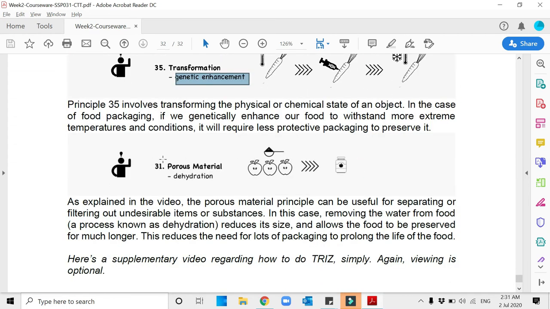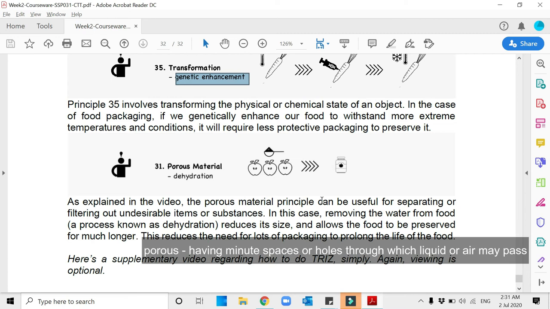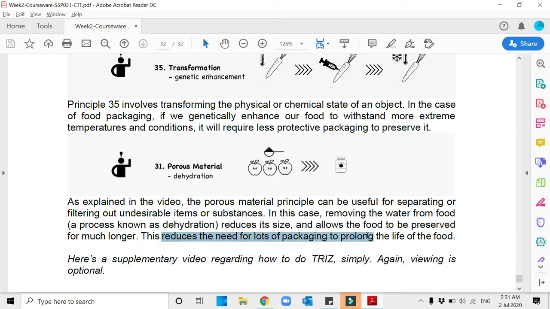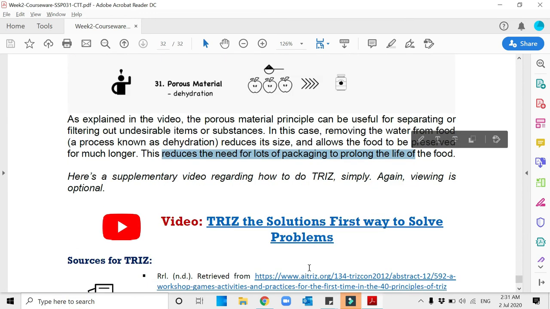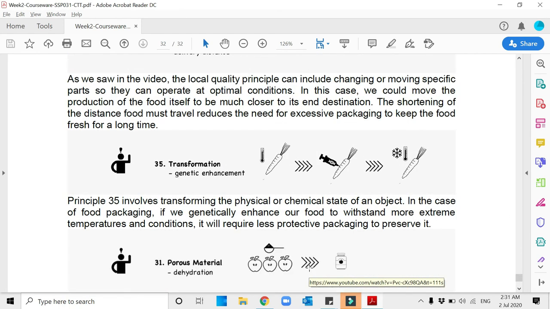Then in terms of porous material, the principle is useful if we separate the undesirable items or substances. So maybe we add something to the produce or regenerate the produce and put it in cans, therefore lengthening its shelf life because of added preservatives. This reduces the need for lots of packaging to prolong the life of the food. So basically, that's how you do TRIZ.